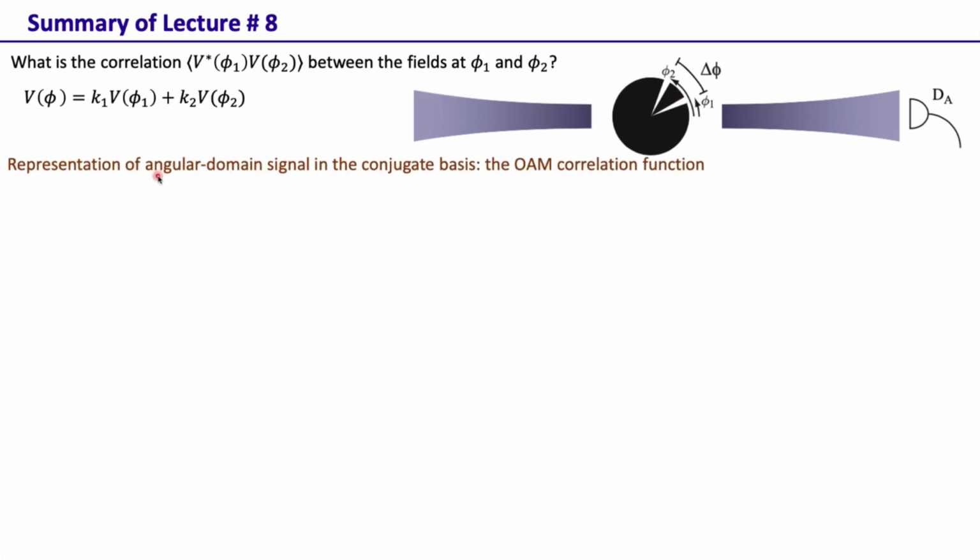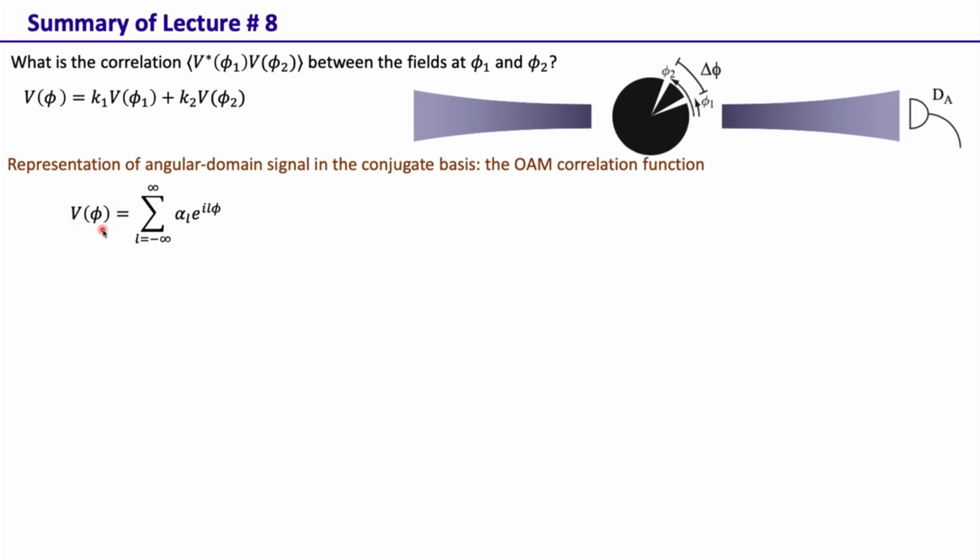In this context, we also looked at what is the conjugate basis representation of angle or angular domain signal. In the case of angular position, we saw that the conjugate basis is OAM, that is orbital angular momentum. Then we saw that a field V of phi can be represented, and now we know that phi is actually a periodic function. That means it goes from 0 to 2 pi, then from 2 pi to 4 pi and so on.